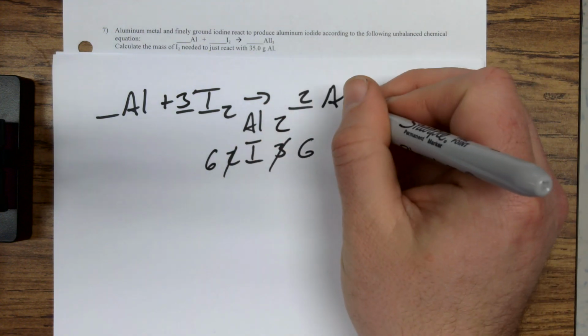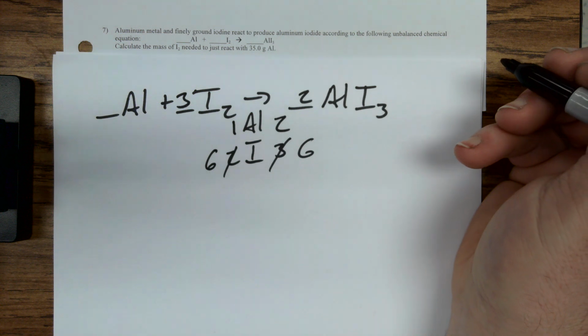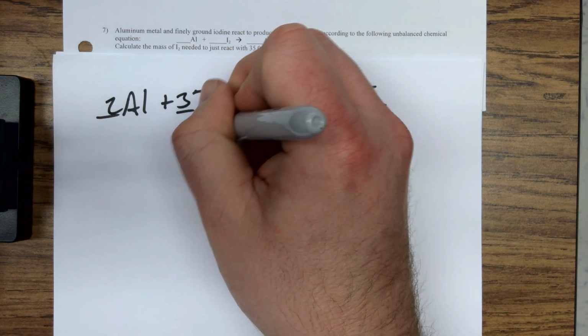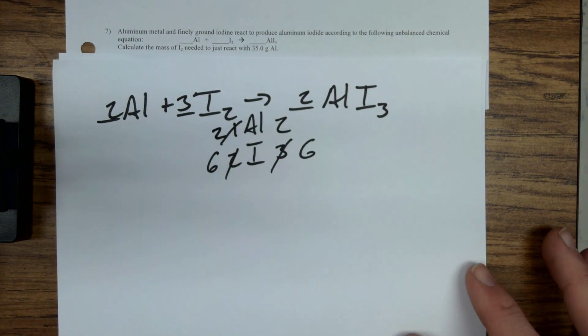I now have 2 aluminums on my product side and 1 on my reactant side. How do I fix that? Put a 2 in front of it. 2 times 1 becomes 2. So that's my balanced equation.